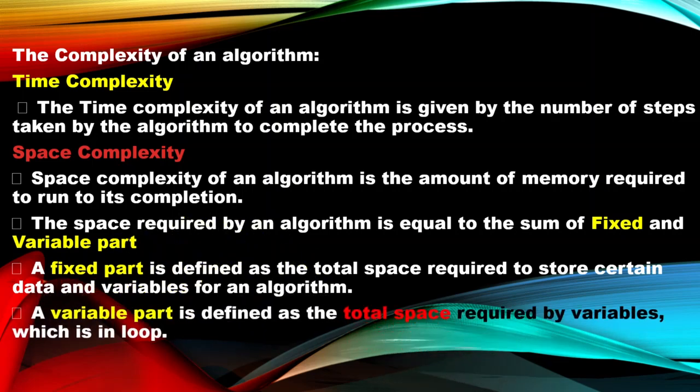What is a variable part then? It is defined as the total space required by the variables which are in the loop. So the total amount of space required by the variables is known as the variable part, and the space required to store data and variables for an algorithm is called the fixed part.